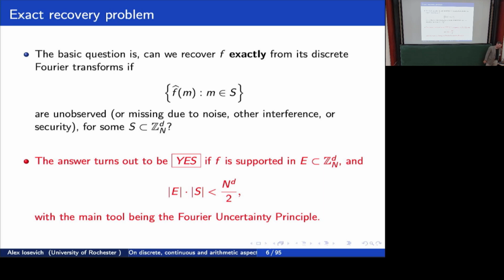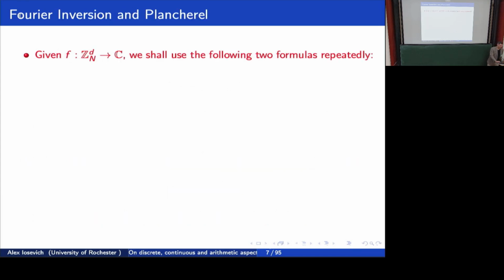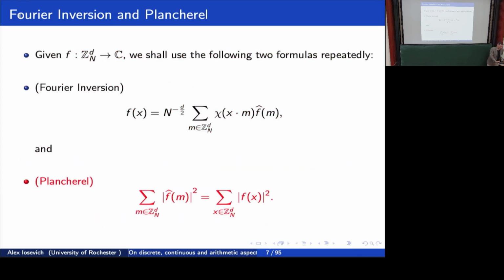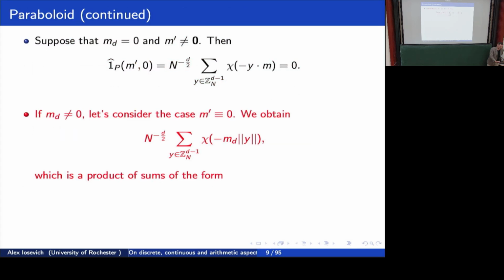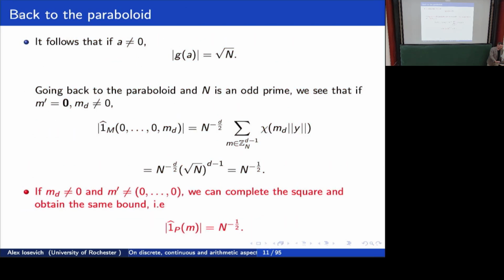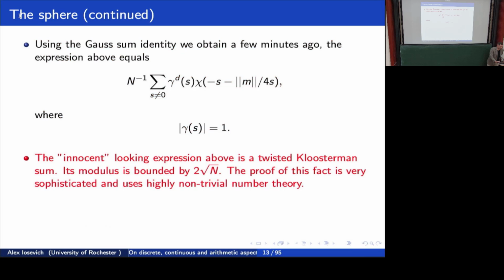So yes, we can recover the signal if some Fourier frequencies are missing, if the size of the support of the function or the signal times the size of the missing frequencies is less than N to the d over 2, and this is an application of the classical uncertainty principle. So there are some direct mechanisms which can be used in special cases.